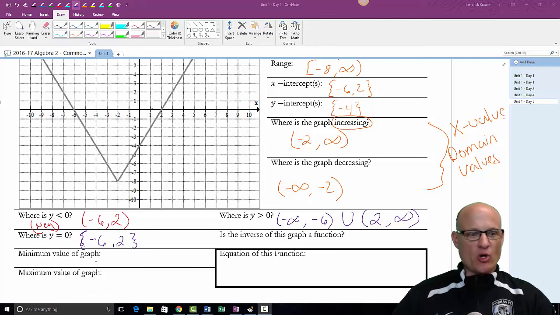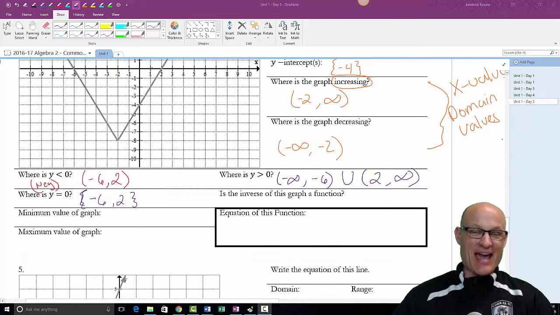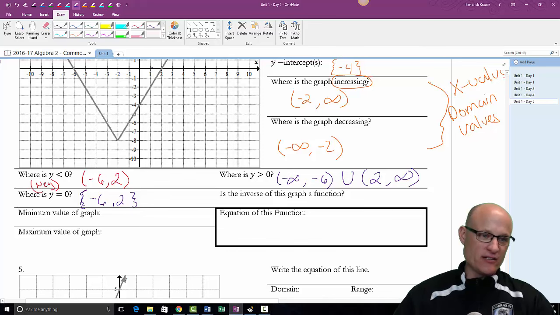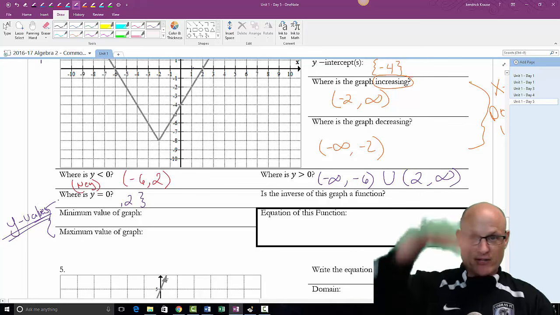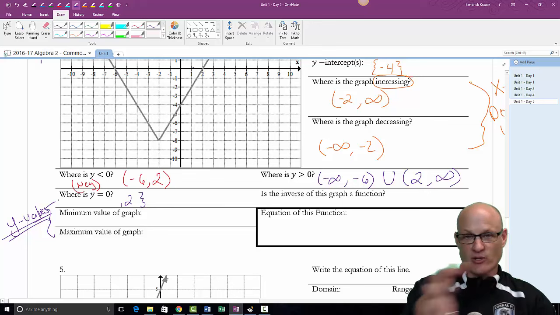Okay, so increasing and decreasing deals with the X values. Min and max, that means the highest and the lowest. These two deal with the Y values. And you have to start making a note of which ones deal with this. Min and max this way, increasing, decreasing, we're going to talk about using the X values.